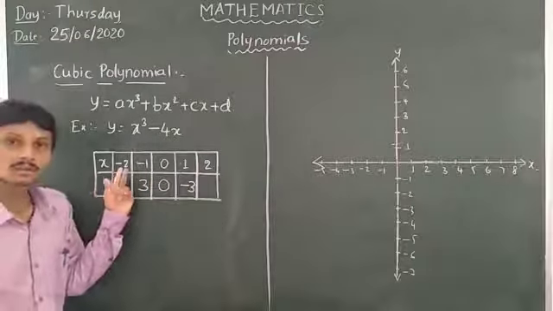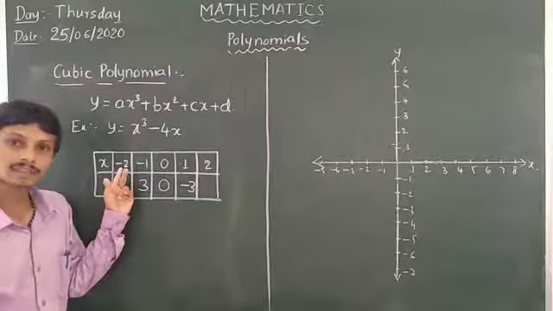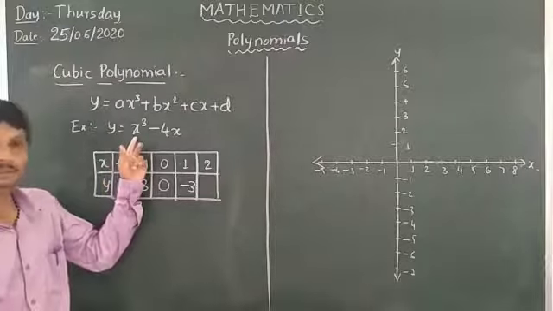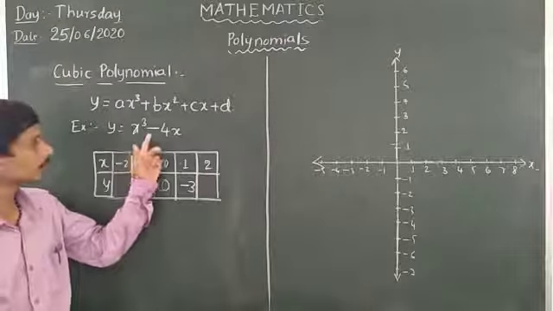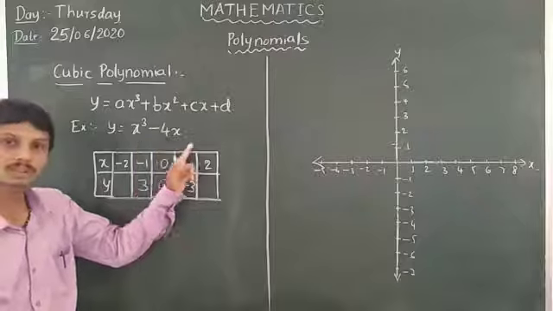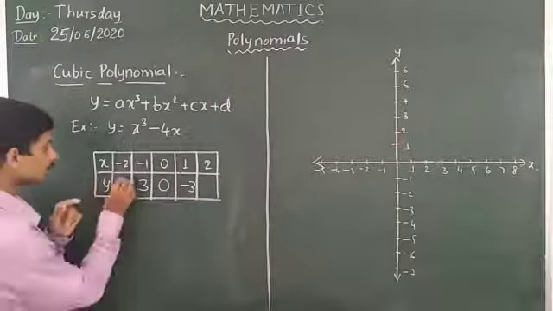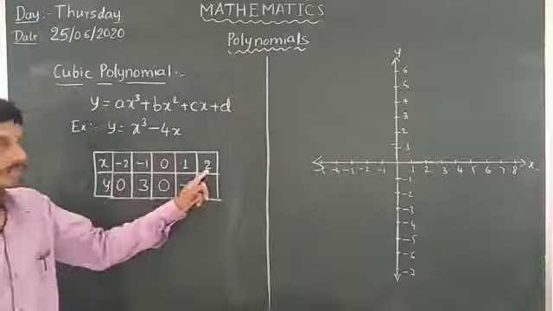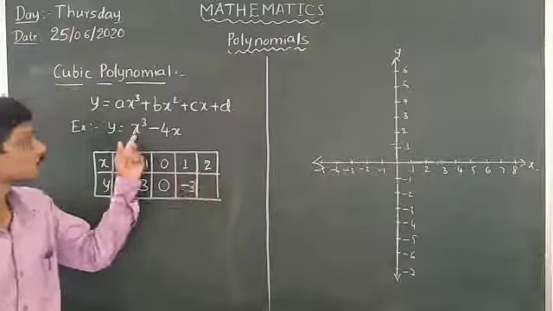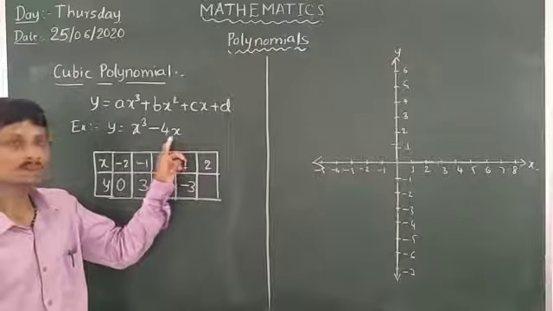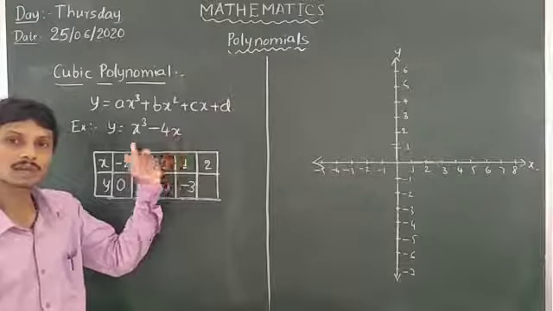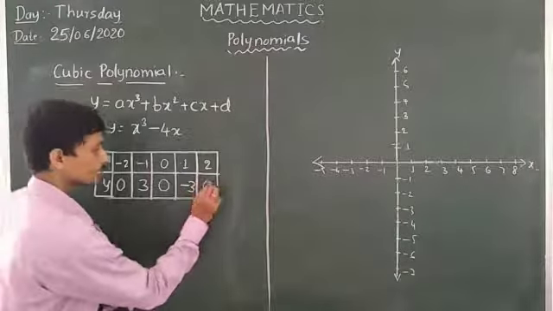Then we have to insert x is equal to minus 2. So minus 2 cube is equal to minus 8. Minus of 4 into minus 2, that is plus 8. Minus 8 plus 8, we get 0 here. Then we have to insert 2 here. So 2 cube is equal to 8. 8 minus 4 into 2, that is 8. 8 minus 8 is equal to 0.